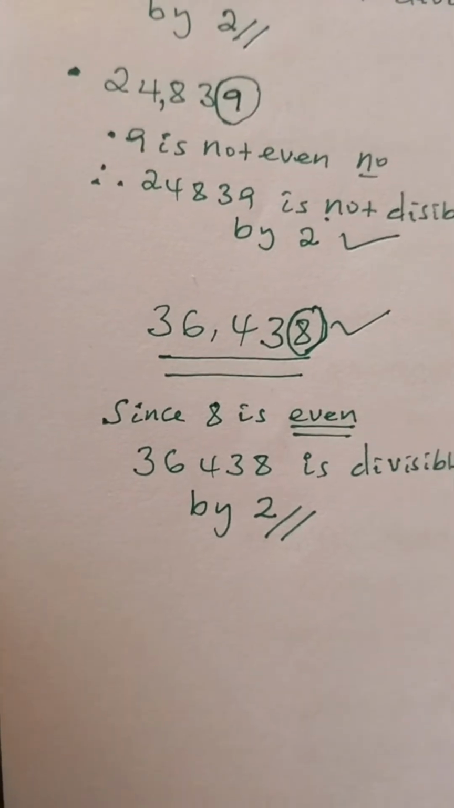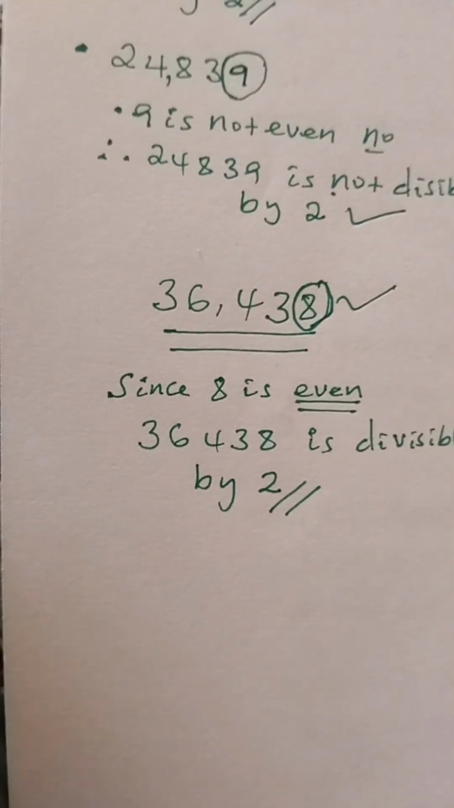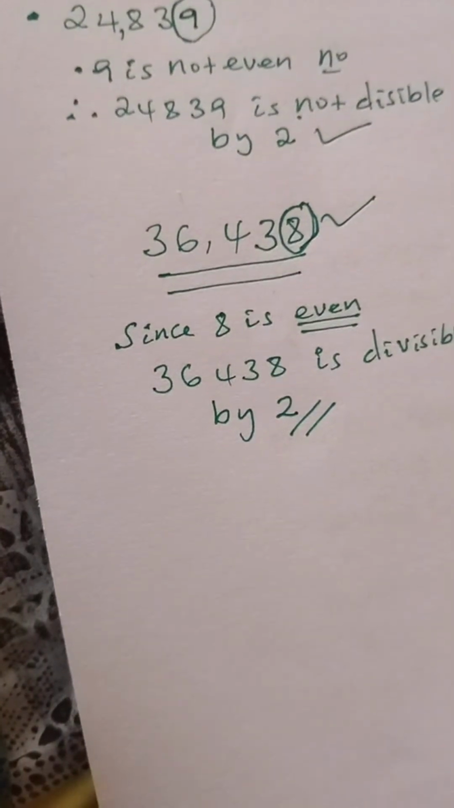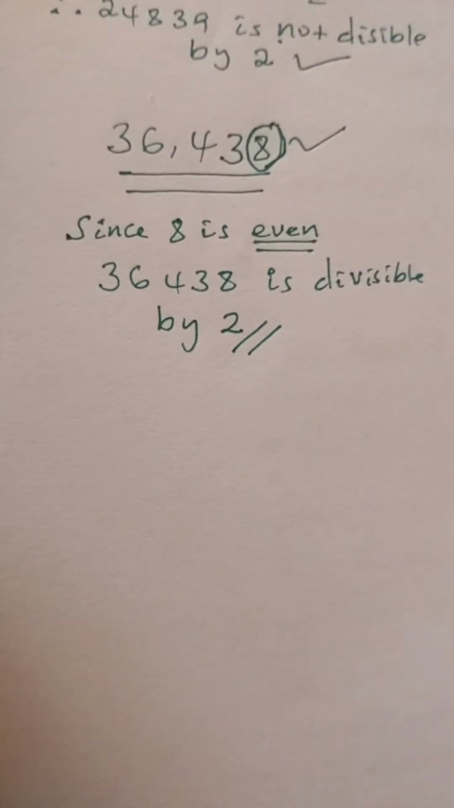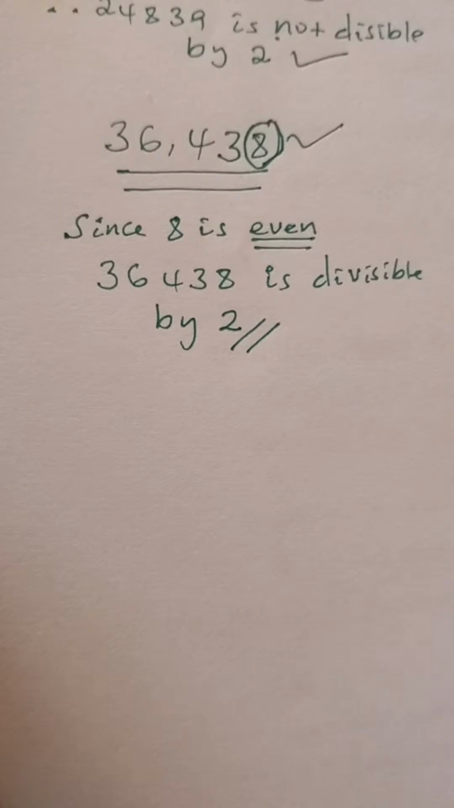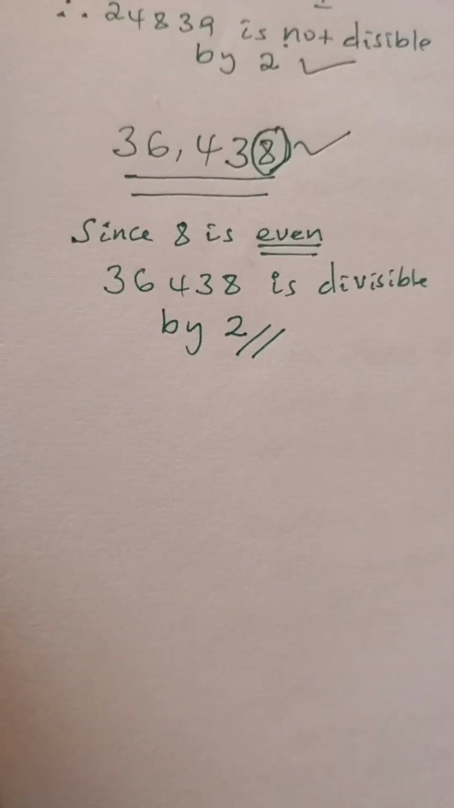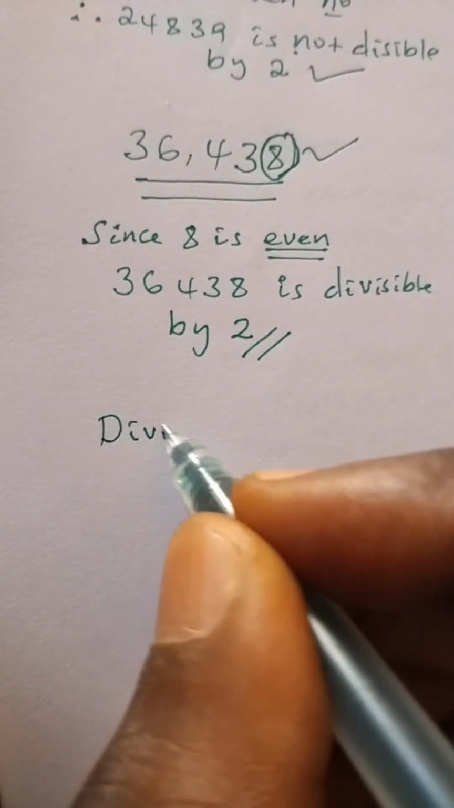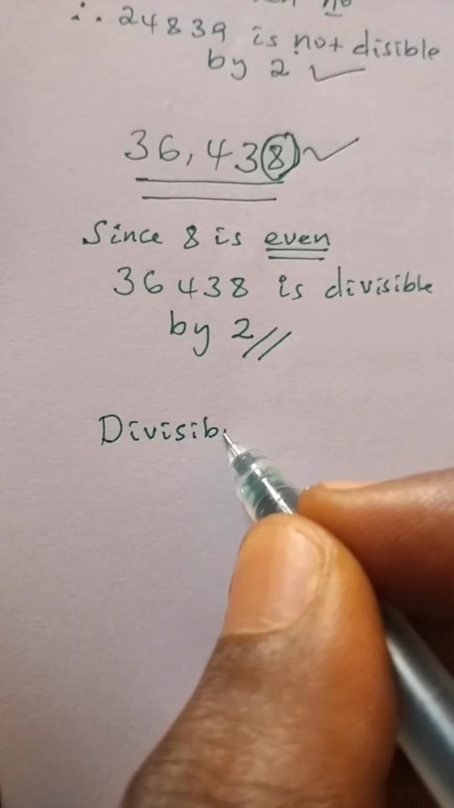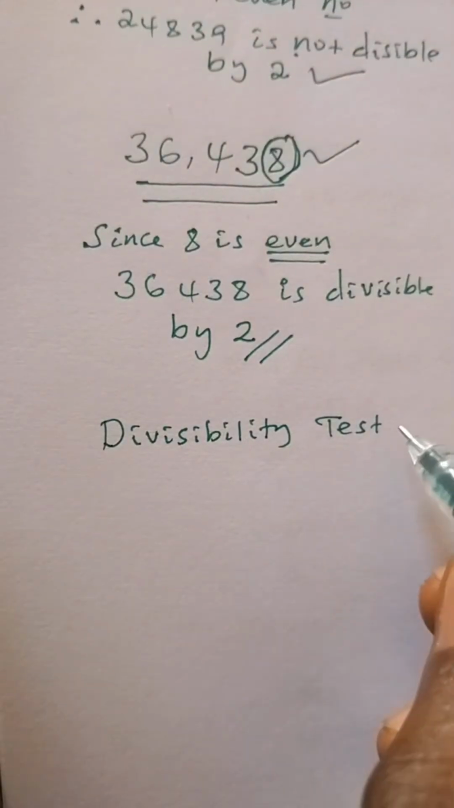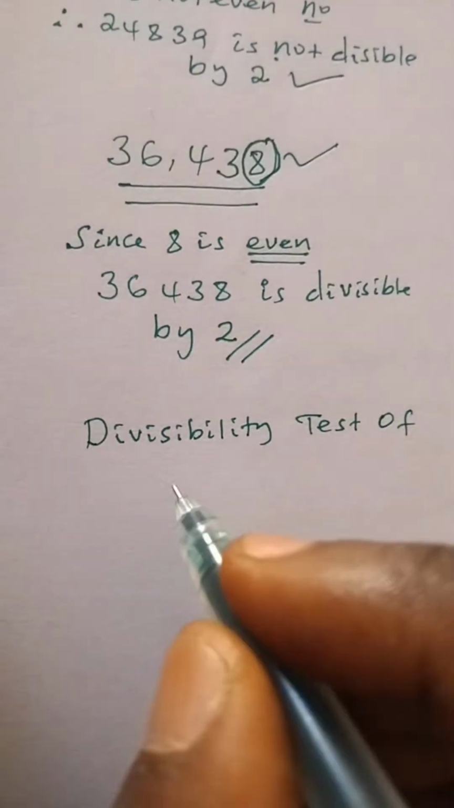Okay, another test. I think the divisibility test for 2 is clear: any number is divisible by 2 if the last digit is an even number, or if the last digit is divisible by 2. Let's come to the divisibility test of 3.